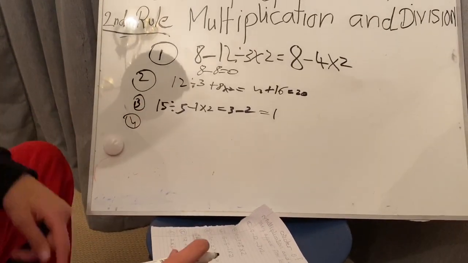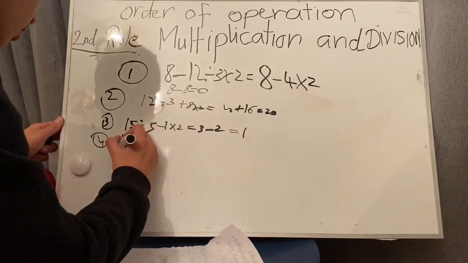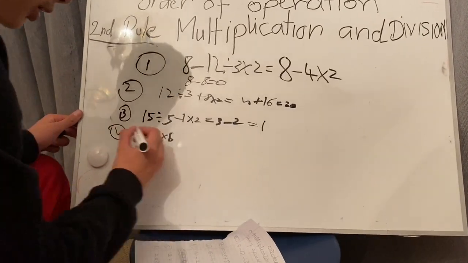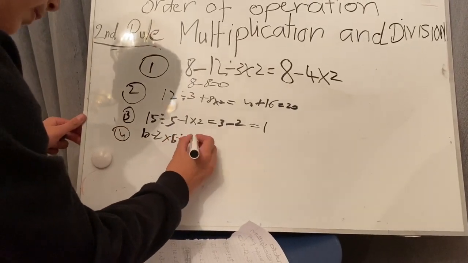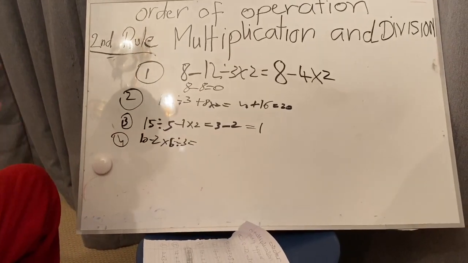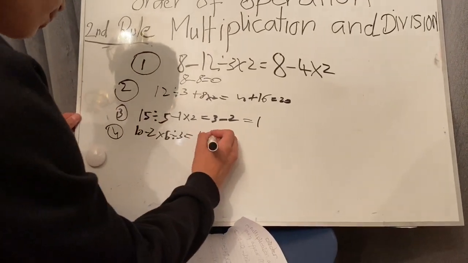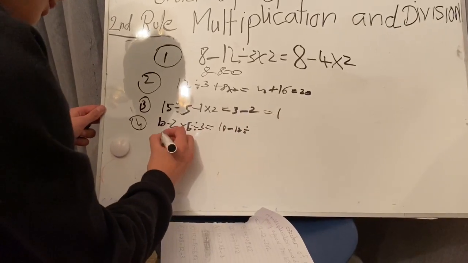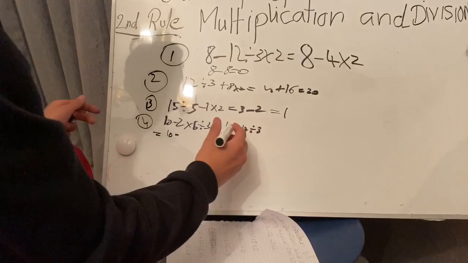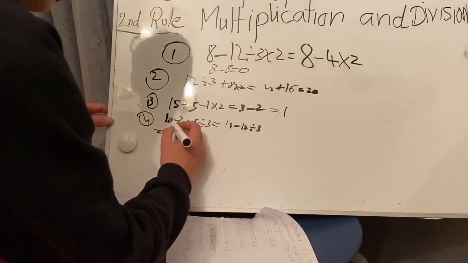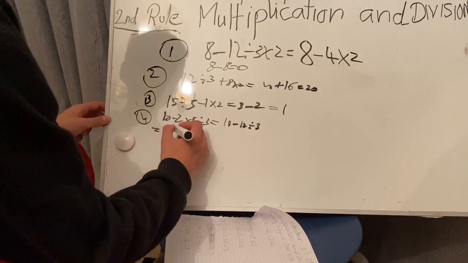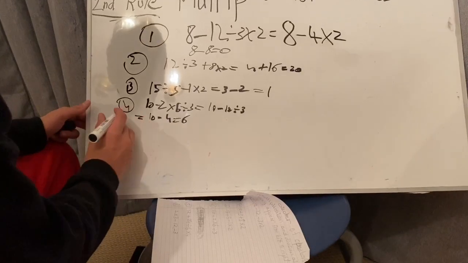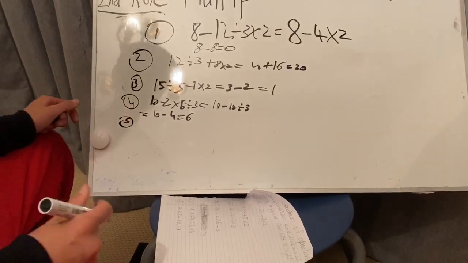Another example is 10 minus 2 times 6 divided by 3. It's the same rule, left to right. So we have to do 10 minus 2 times 6, 12 divided by 3, and then 12 divided by 3 is 4. Then the answer is going to look like this: 6. Okay, next example, number 5.